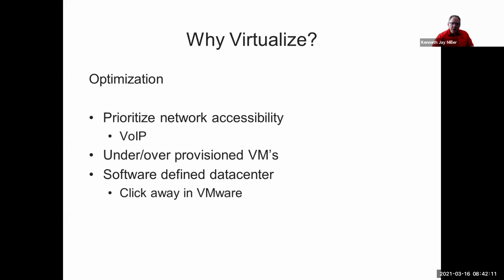Now, one of the things that we can do in our prioritization is our network. So we can also virtualize and give priority within vSphere, our priority of our data traffic. So if we have voice over IP on our virtual environment, we can prioritize that traffic over, say, someone downloading a file from the internet or from a file share.